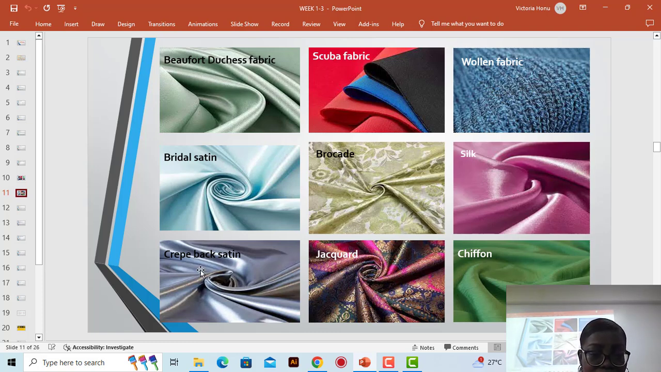And then we have the crepe back satin. This is another type of satin. We have the jacquard. What's the difference between brocade and jacquard? There is a difference, but now they are looking alike. But there used to be a difference, actually. What is the difference between the jacquard and the brocade?